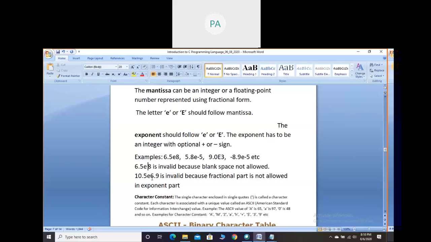Next, 10.5 E 6.9. See, after letter E, if you write a floating point number, it is not allowed. Okay, 6.9 I have written. If you remove this decimal point and 9, then it will become correct. Okay, this is the meaning of exponent form. Okay, I can copy this.